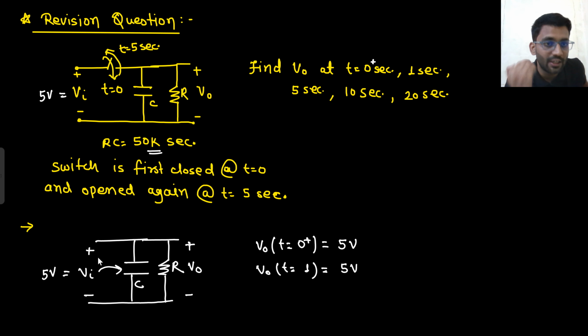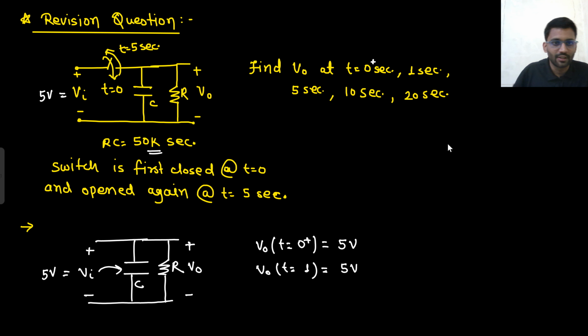Even if the RC value was very low, still V output will always be 5 volt only until the input is there. If the connection from input is broken, then something can happen, then it can discharge. But until input is there, no matter whatever the value of RC is, V0 will always be 5 volt because it is directly there.